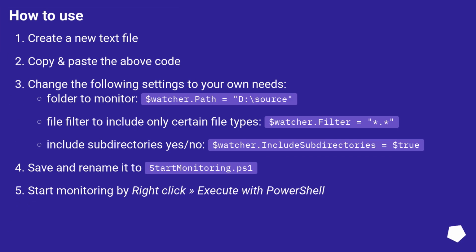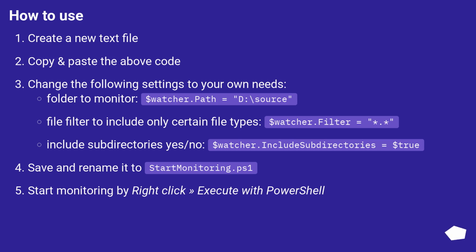How to use? Create a new text file. Copy and paste the above code. Change the following settings to your own needs. Folder to monitor: $watcher.path equals D:\source. File filter to include only certain file types: $watcher.filter equals *.*. Include subdirectories yes/no: $watcher.IncludeSubdirectories equals $true.